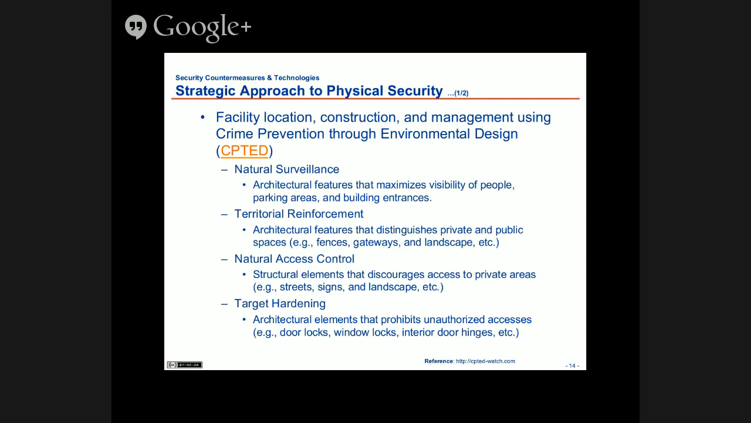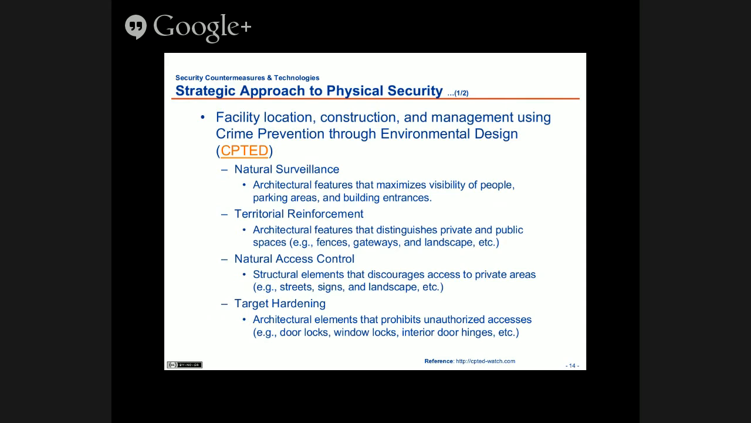Natural access control, basically structural elements that discourage access to private areas. Again, this is like street signs and landscape. In terms of streets, you can have signs that say private entrance. Same thing with landscape. You can just have the way the landscape changes so they know that this isn't a commercial area, that this area is kind of prohibited.